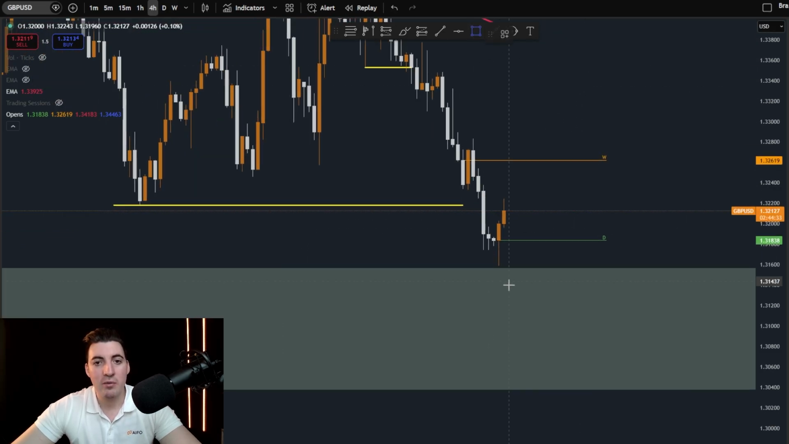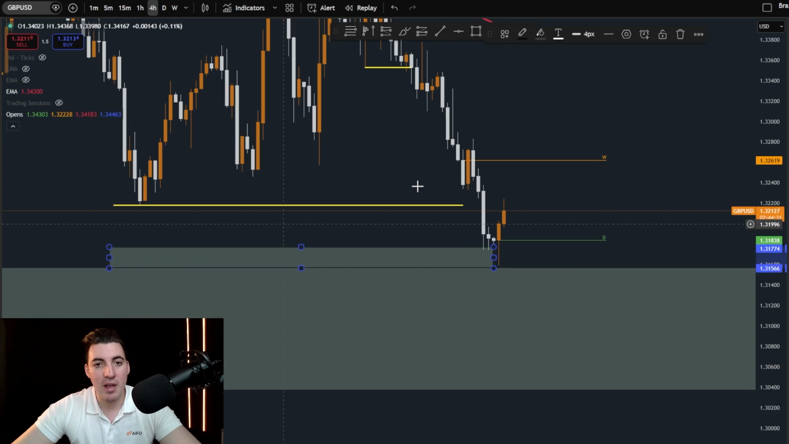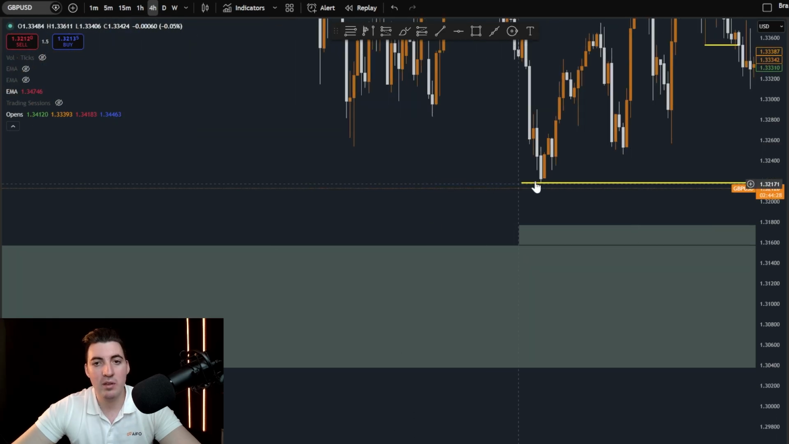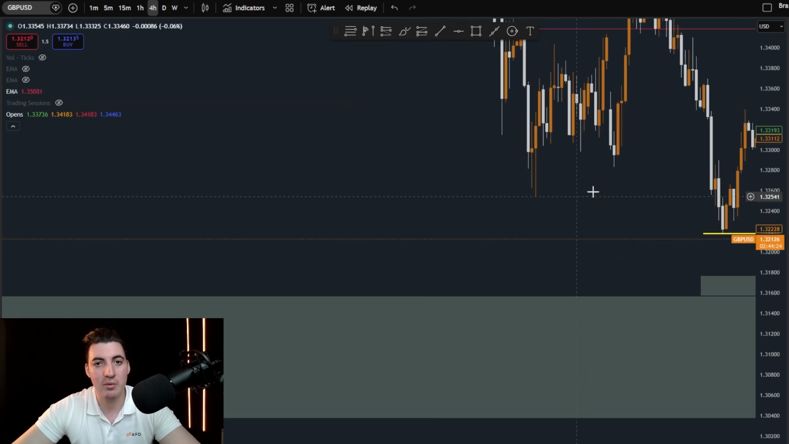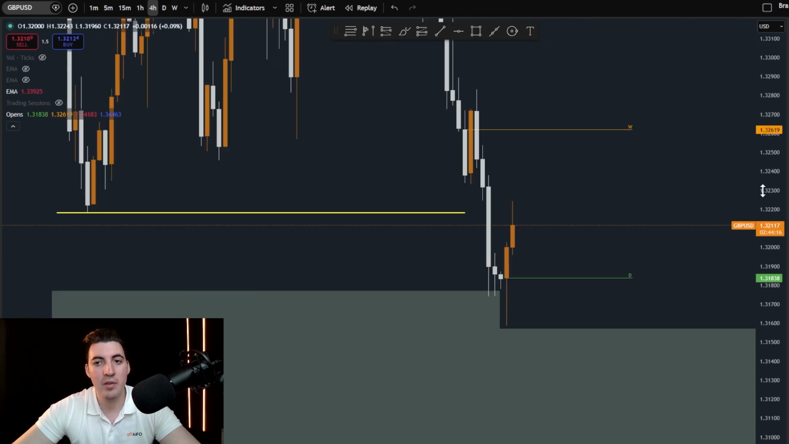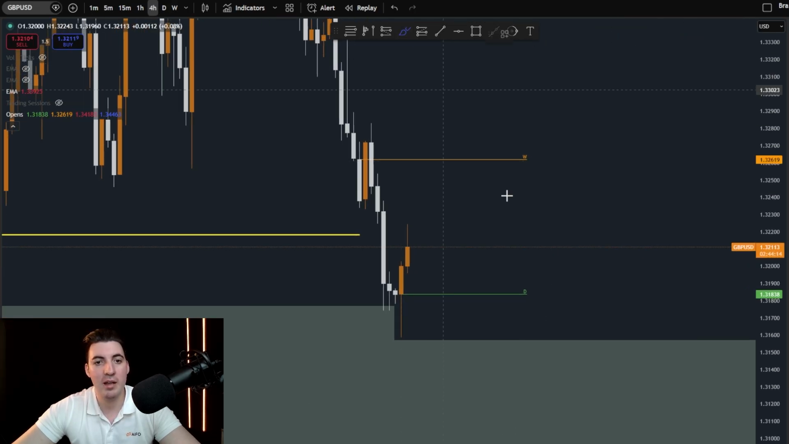What we can also see is a very strong reaction at the moment that is happening here. So we can see that the price is likely reacting to liquidity that was resting below these levels here, or these lows.